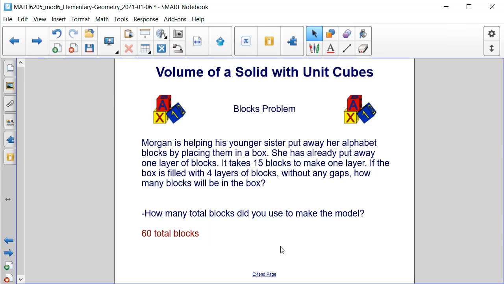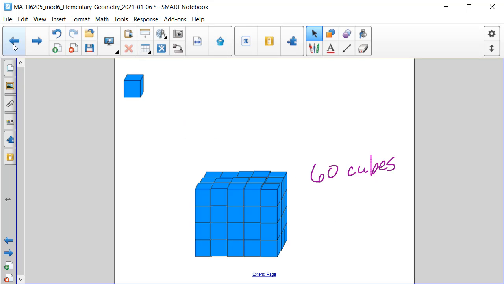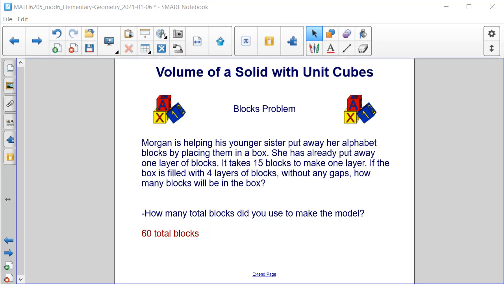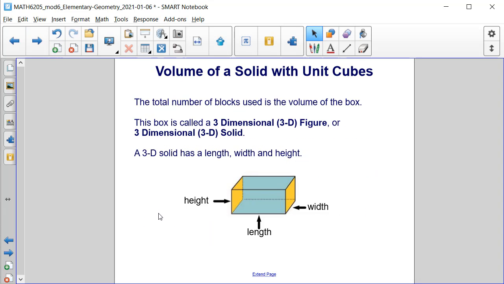So how many total blocks did we use to make this model? There were a total of 60. And here's what we worked through. And it shows our 60 blocks or 60 cubes that were used. The total number of blocks that were used represents the volume of the box.